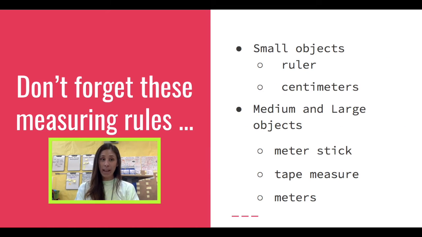Now, we don't only have to remember those steps, we also have to remember these rules for measuring. Now, using the metric system, for small objects we would use a ruler and we would measure in centimeters. Now, for medium and larger objects, we would use a meter stick or a tape measure, and we would measure using meters. Unlike the customary system, the metric system only has 1 unit that we would use for both medium and large objects, meters.